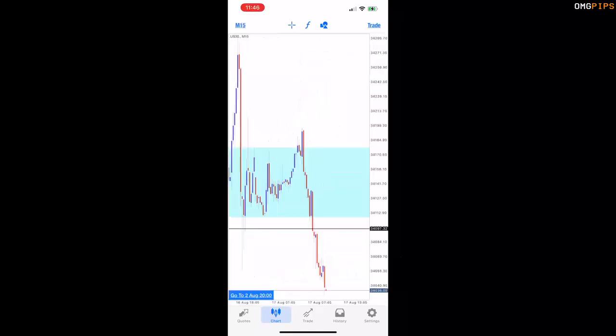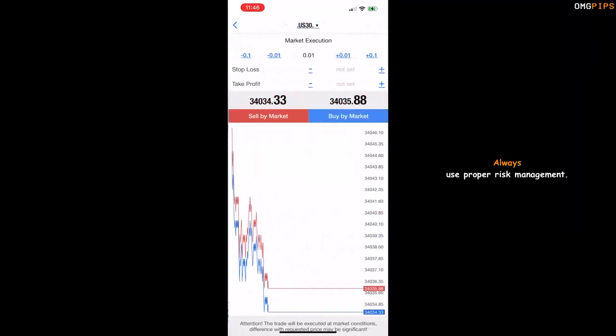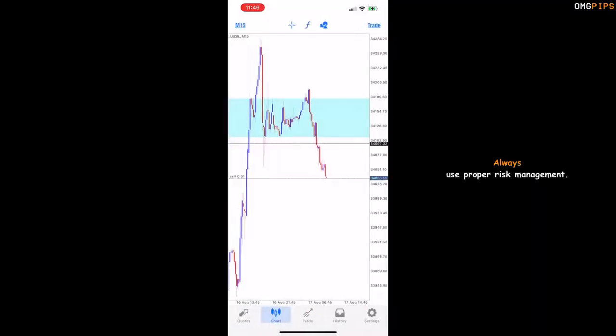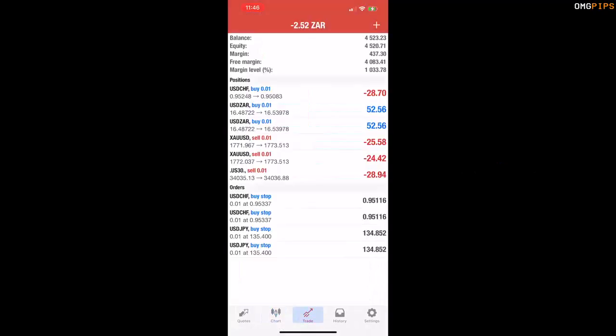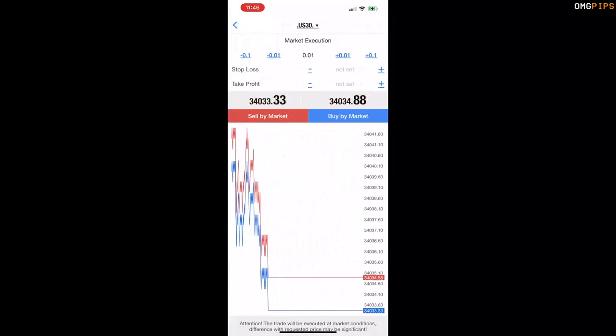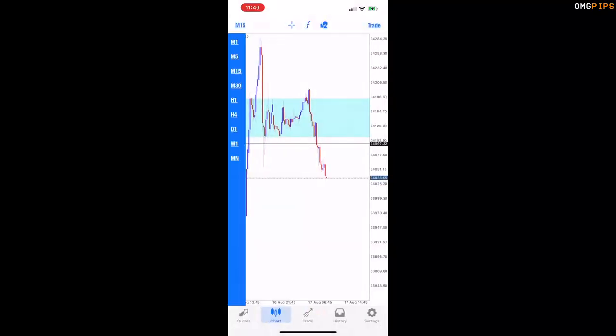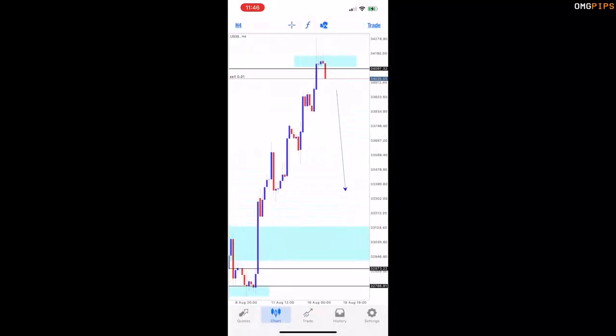One thing I want you guys to know is that when you are a trader, always use proper risk management. As you've seen, all the lot sizes I'm using here is only 0.01, and make sure that after you enter your trades, put stop loss and take profit so that you're able to protect your account against any type of circumstances if the market decides to go the opposite way.